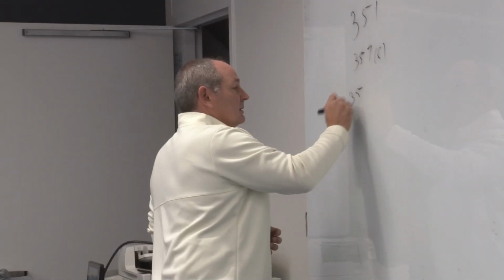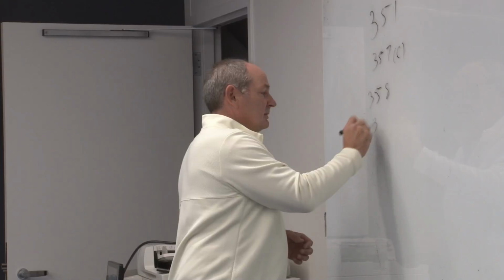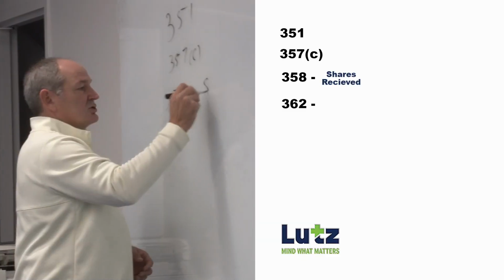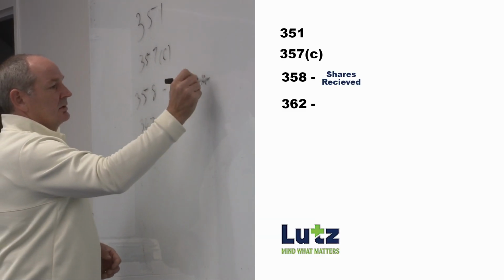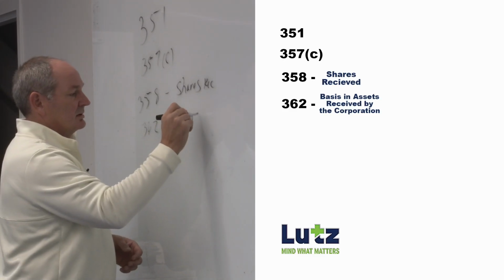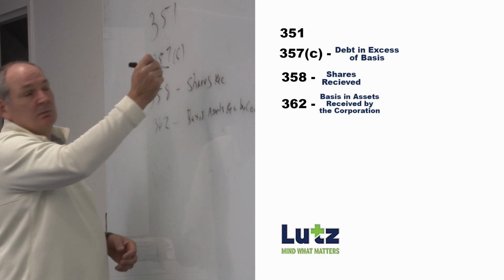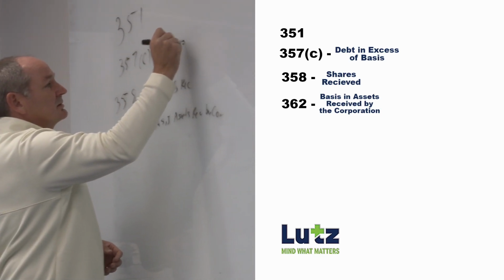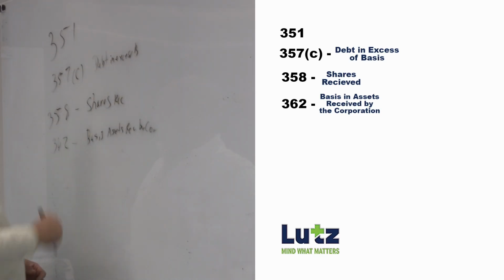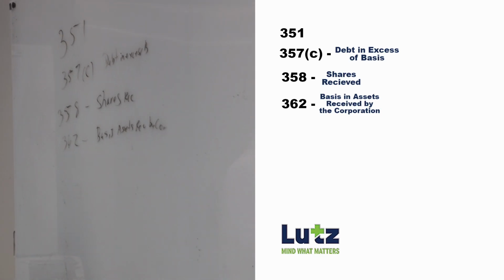Brad said 358 and 362. What's 358, Brad? The basis in the transferred property, in the shares received. 362 is what? The corporation's basis in assets received by the corporation. Correct? And this one was, Sam? Debt in excess of basis. Okay, and we'll come back to that. And then what were the others?